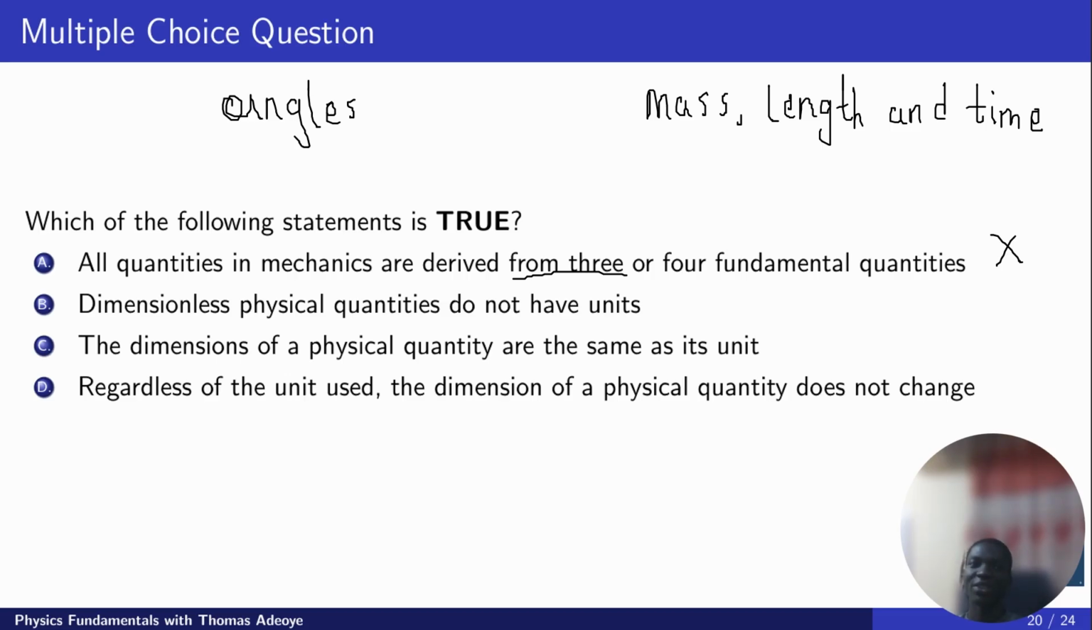So because of this, I can say that angle is a dimensionless physical quantity, but it has units. So saying that dimensionless physical quantities do not have units, this statement is not true because it is not always true.